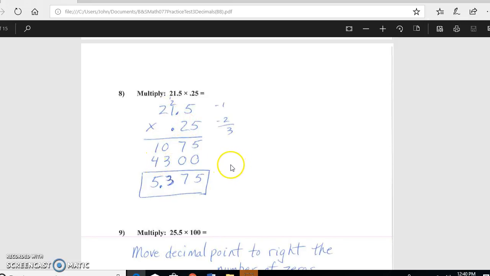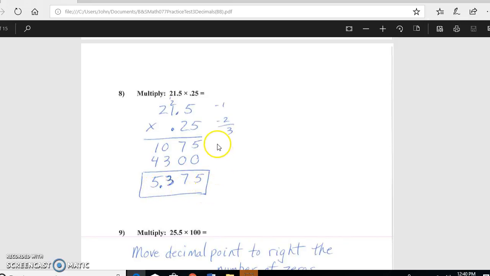And now I have both of my, what they're called, partial products down here. I want to make sure that my numbers are lined up one under the other. And now I add. And here in this column I have 5, then I have 7, 3, and 5.